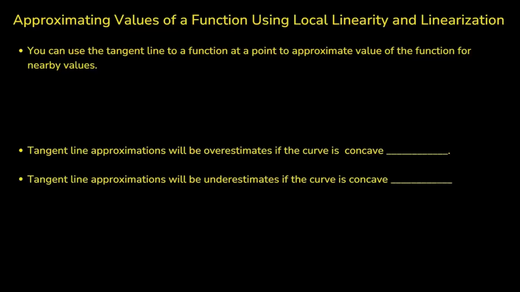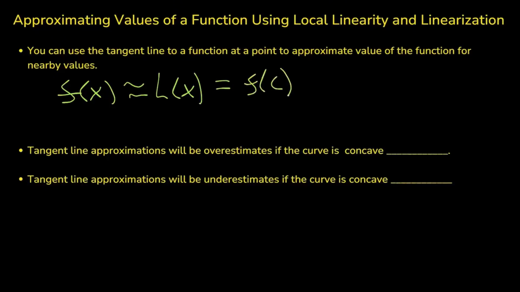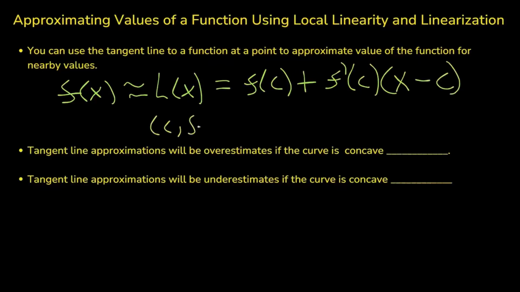Approximating values of a function using local linearity and linearization. So this is the idea that you can use the tangent line to a function at a point to approximate the value of a function for nearby values. f of x is approximately equal to the linearization of x, which is equal to the tangent line equation, which is going to be f of c plus f prime of c times x minus c, where the point c comma f of c is where you're making the tangent line. And then tangent line approximations will be overestimates if the curve is concave down, and the tangent line approximations will be underestimates if the curve is concave up.